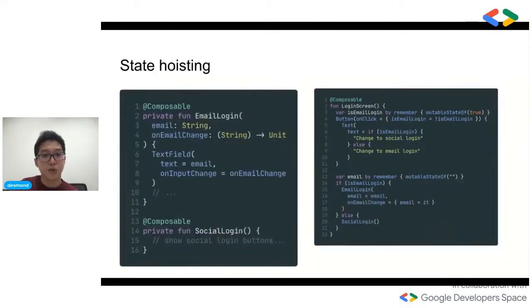So if we want some of the state to survive longer than the lifecycle of the composable, we can usually hoist it up to the parent composable. So instead of remembering the email state in the email login composable, we move it up so that it sits in the parent composable, which is the login screen. This is generally a good practice in Compose, where we keep our composables stateless, and we are able to better control the lifetime and the scope of our state and our data.